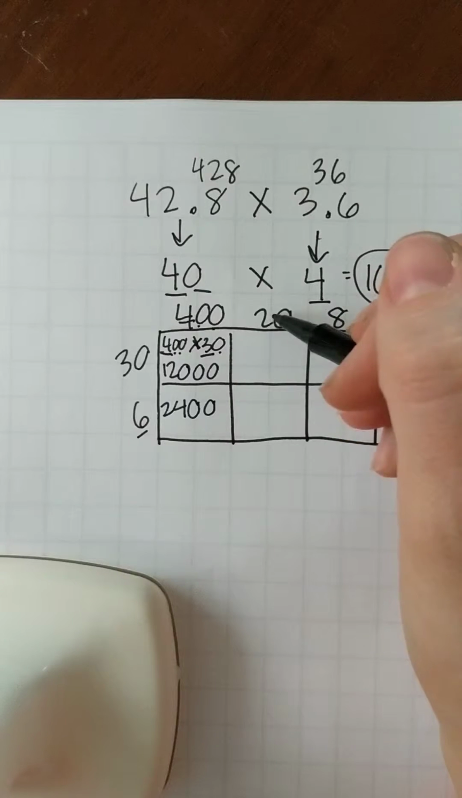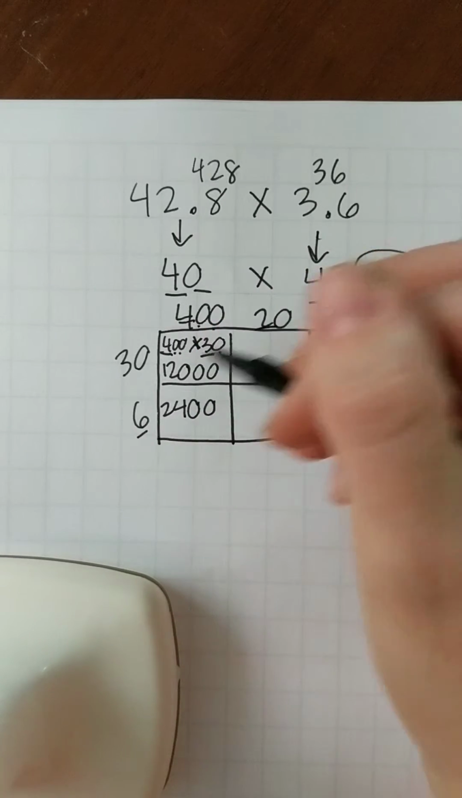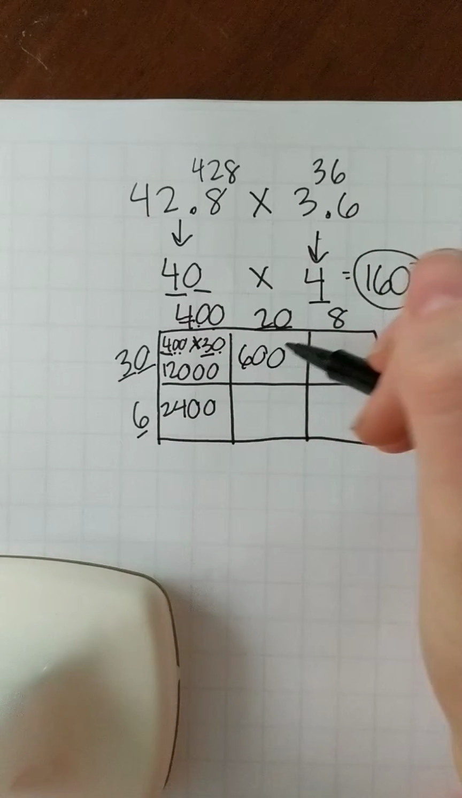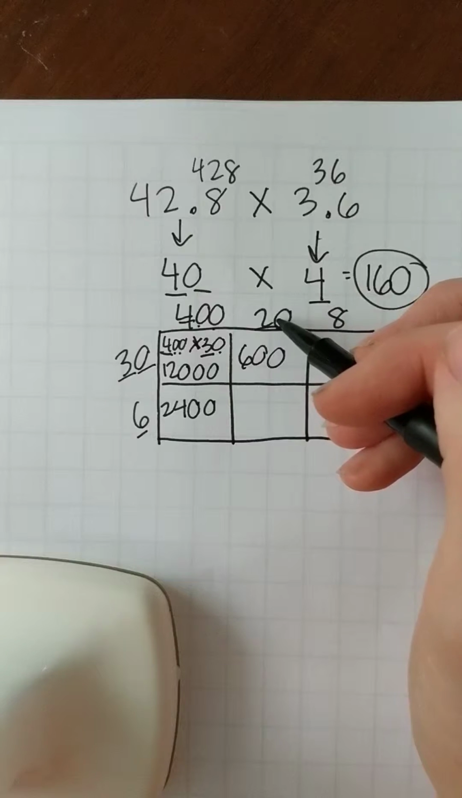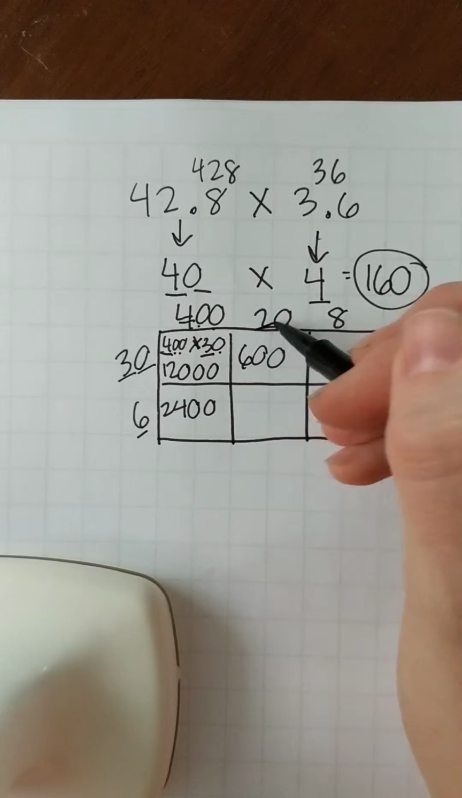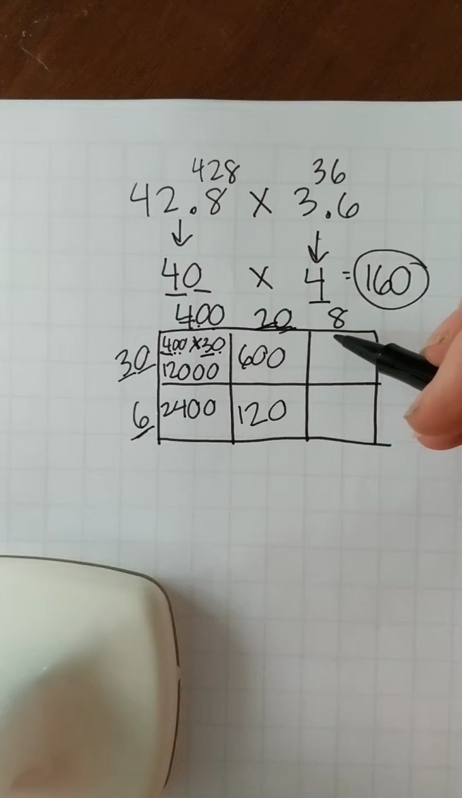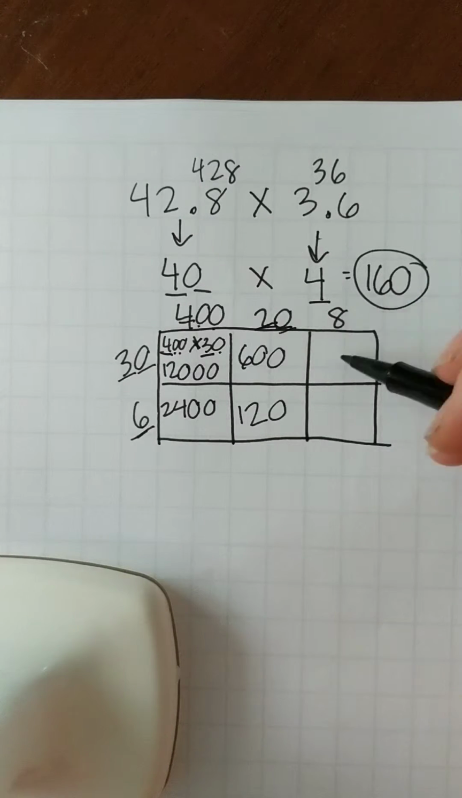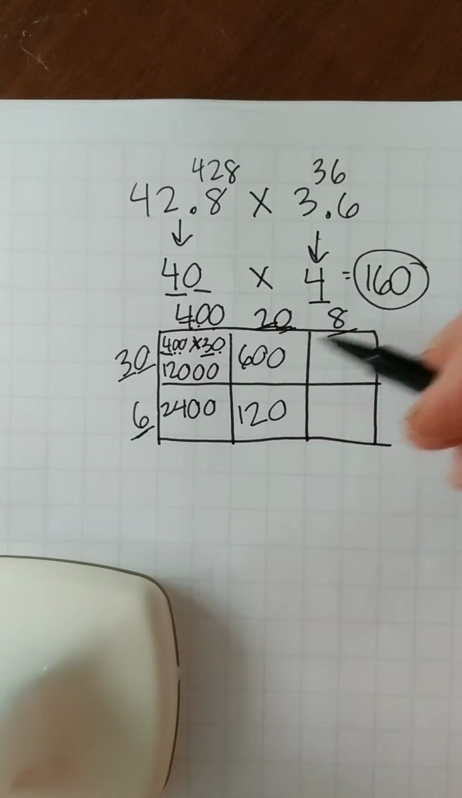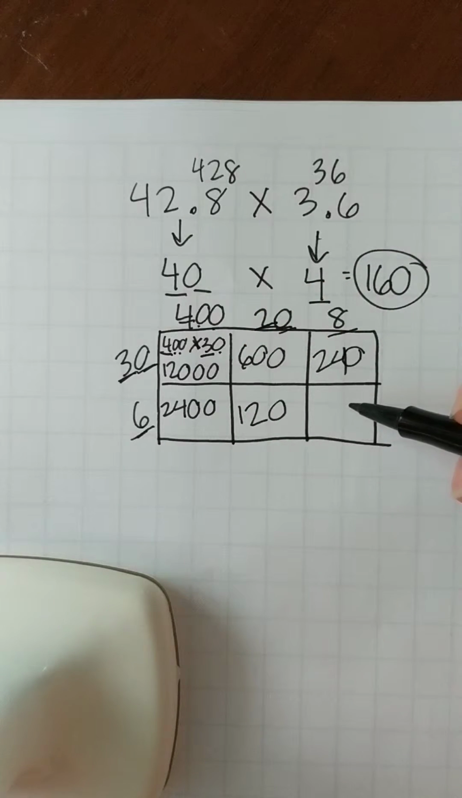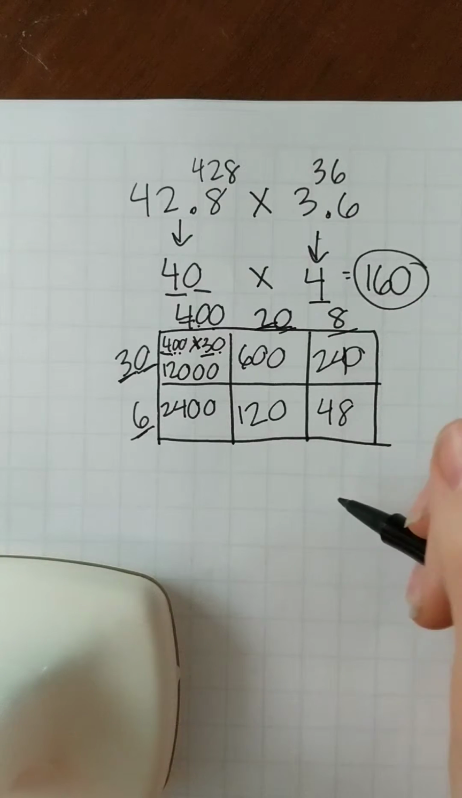For this box, what's above it is 20, what's beside it is 30. 2 times 3 is 6. Adding 1, 2 zeros. In this box, what's above it is 20, what's beside it is 6. So 2 times 6 is 12, and I've got 1 zero to add. In this box, 8 is right above, 30 is beside, so 8 times 3 is 24, and I have 1 zero to add. Then in this box, 8 is right above, 6 is right beside, and 6 times 8 is 48. Now I'm going to add up all of my products.